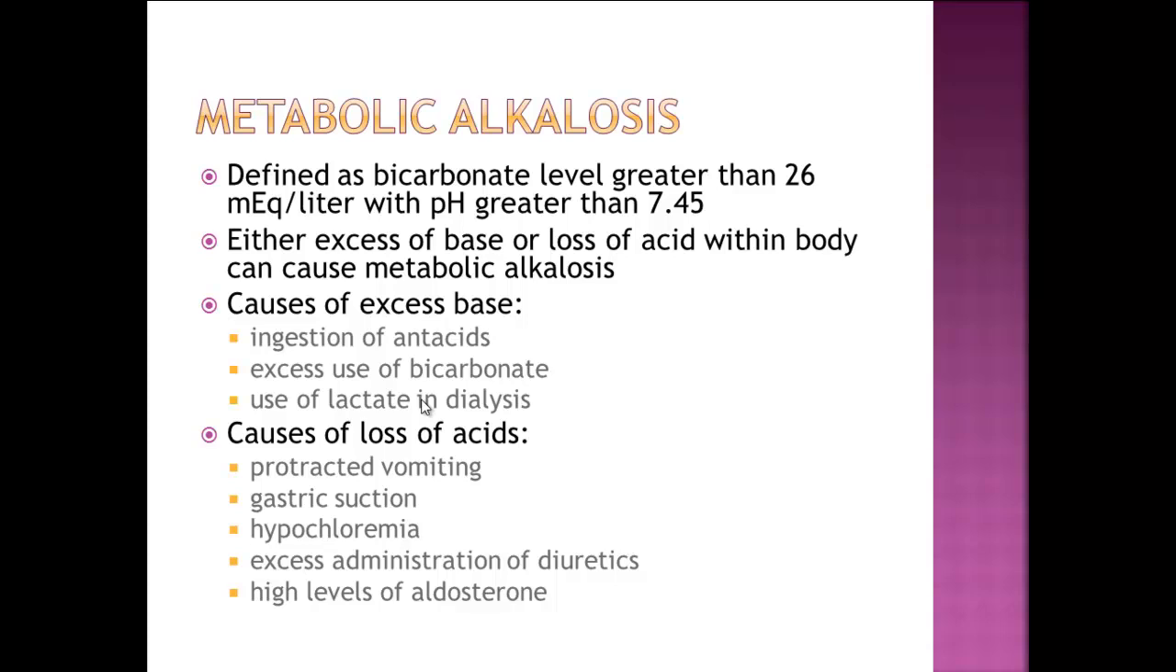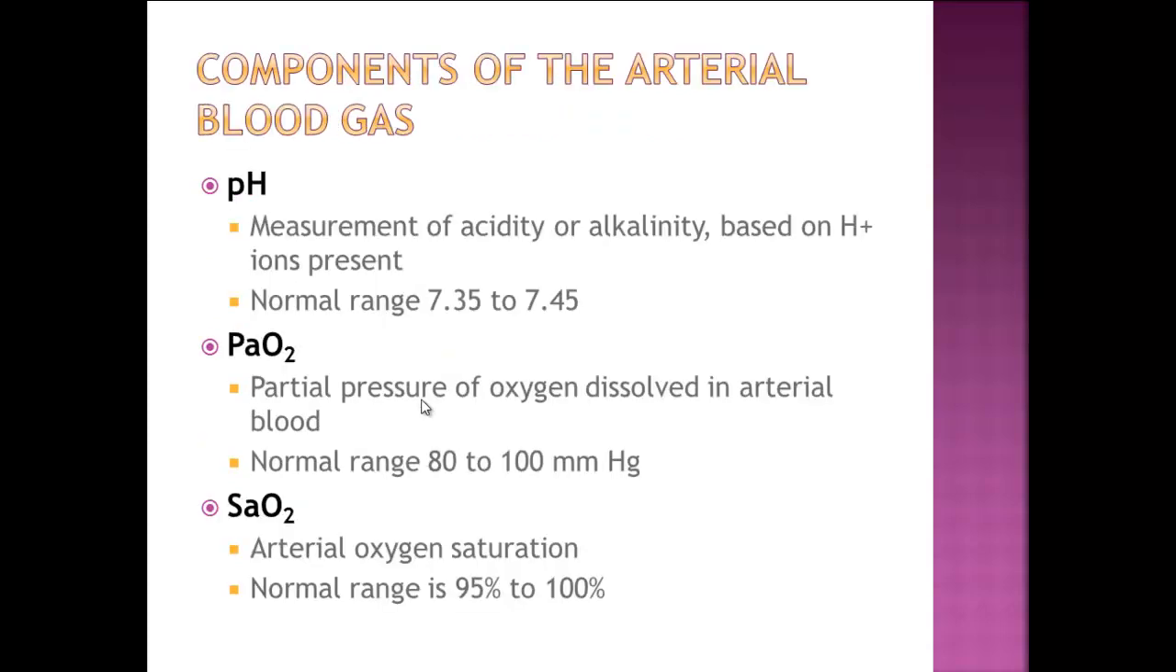And then causes of losses of acids, of course, protracted vomiting, gastric suction, hypochloremia, low chloride might lead to that too. Too many diuretics, pulling off some of the ions that might take the hydrogen ion with them, in particular potassium. And when there's high levels of aldosterone, that can also cause it.